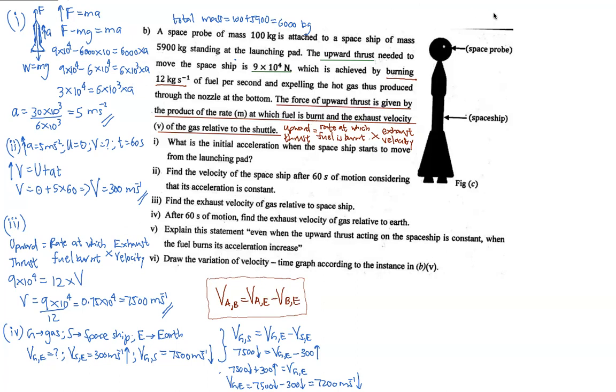Right. Roman 5. What is Roman 5? Explain this statement: even when the upward thrust acting on the spaceship is constant, when the fuel burns, its acceleration increases. Okay. What is that? Why is that?